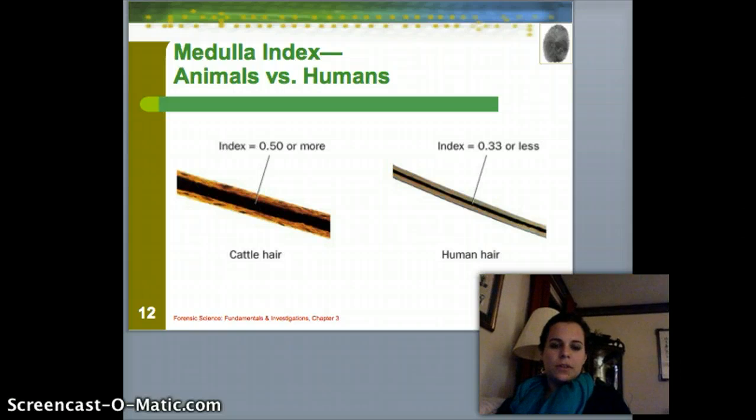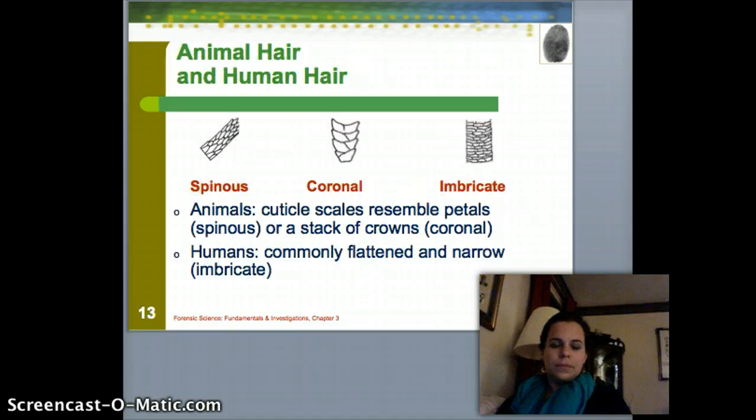And so you see a picture of that here. So we can see that the medulla makes up more than half the hair in cattle, but in human it's less than 1/3. In animals, cuticle scales resemble petals, which you can see here with the spinous cuticle or a stack of crowns. But in humans, it's commonly flattened or narrow, and we call that an imbricate scale pattern.